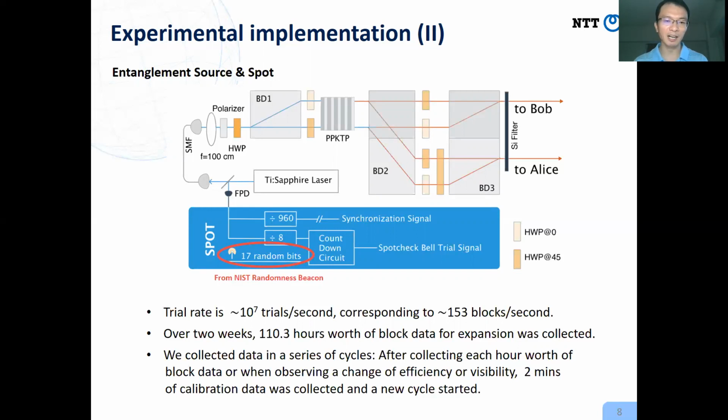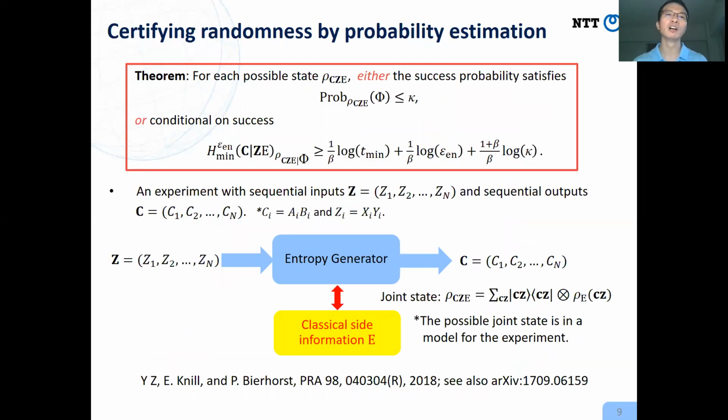On the experimental side, per second, we can generate about 10 million trials. Over 2 weeks, we collected enough data for expansion analysis. When we collected the data, we grouped data into a series of cycles. Each cycle can last up to 1 hour. During a cycle, we monitor the change of experimental parameters, such as detector efficiency and state visibility. If we see an obvious change, we will stop the current cycle, do some calibration, and then start a new cycle. In this way, we can track experimental drifts so that it will help our security analysis, as you will see later. So next, I will briefly introduce our analysis method.